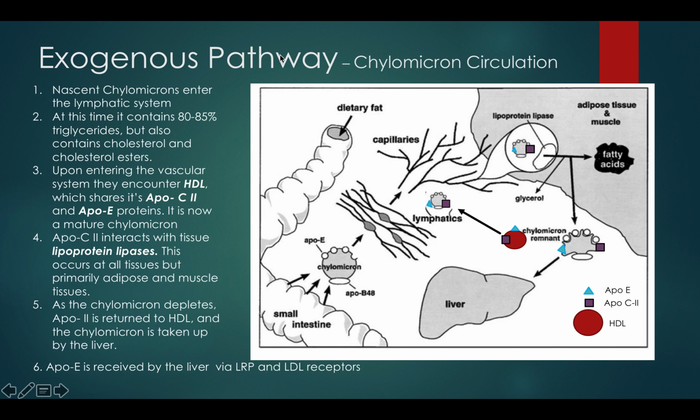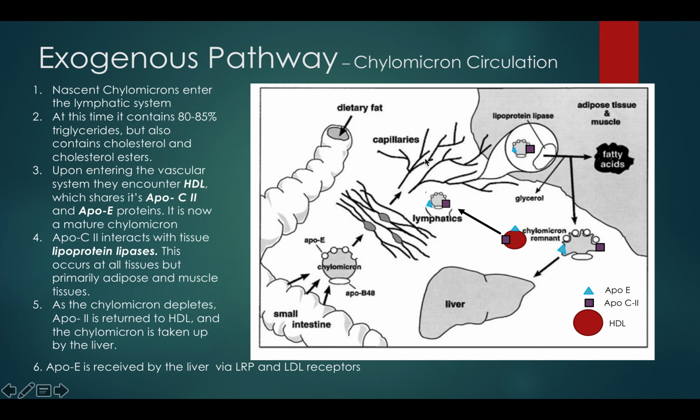Okay, so the exogenous pathway then goes on to, here we got our chylomicron that just went out. It goes through the lymphatic system. And so at this point it is still a nascent chylomicron. To make it a mature chylomicron, it has to be added these 2 proteins, which I went over here, the ApoE and ApoC2. So these are added by HDL. This HDL molecule over here adds it to the chylomicron.